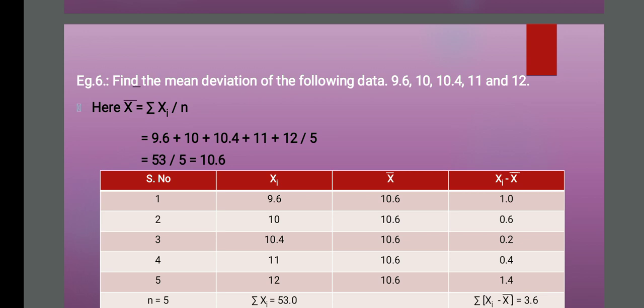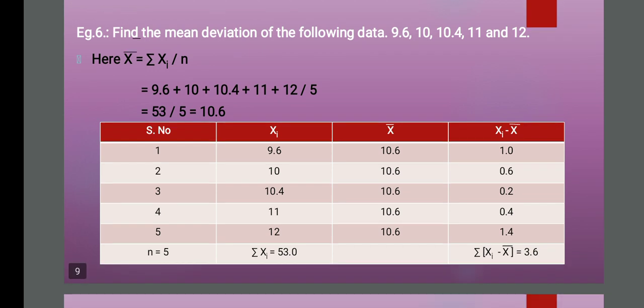Okay, so what's the problem here is: find the mean deviation of the following data. We have to calculate the mean deviation. What you have to do here is, I have said you the formula already: d bar is equal to the sum of xi minus x bar, the whole divided by n. First, we have 9.6, 10, 10.4, 11 and 12. First we have to find the mean value of this particular data.